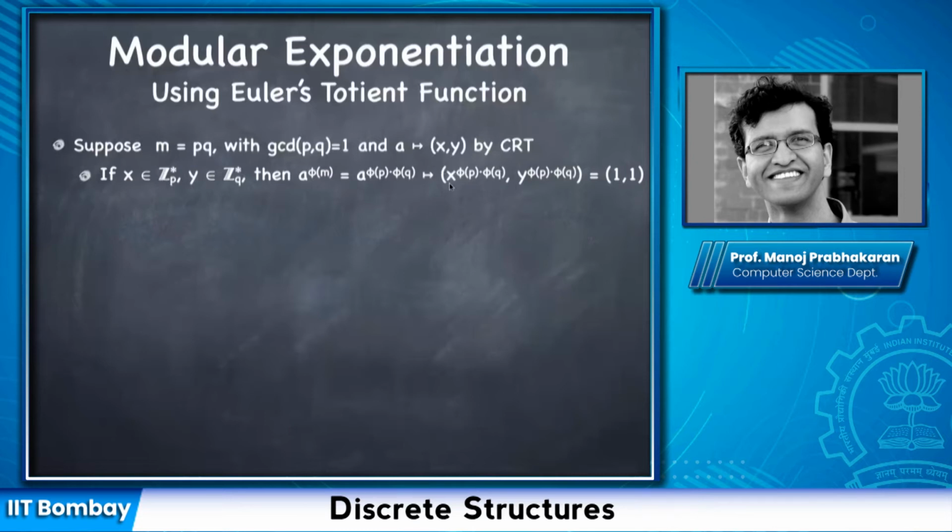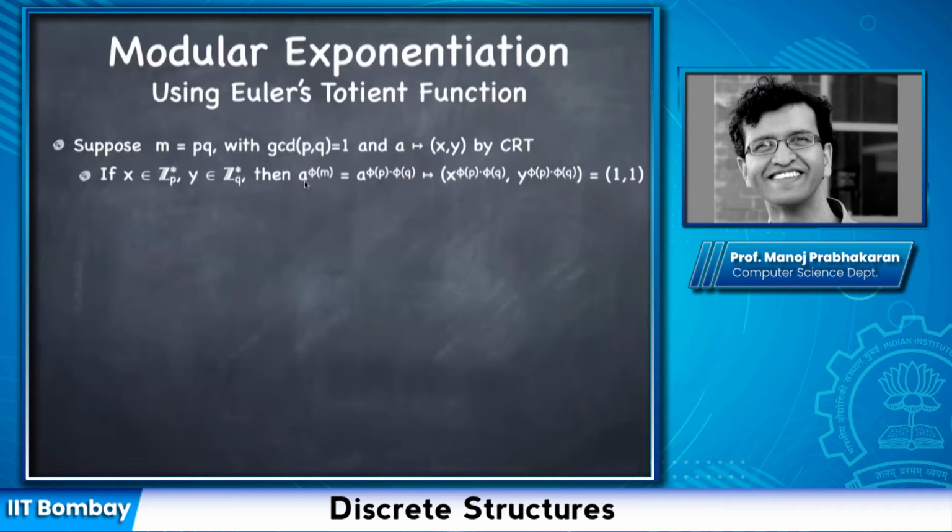But now this is in Zp star. X is an element in Zp star, and so x to the phi p is 1. That's our Euler's theorem when x is in Zp star. So this is 1 to the phi q, so it is 1. And similarly, this is y to the phi q, which is 1 because y is also in Zq star, to the power of some integer. So this is also 1. Okay, so nothing surprising here.